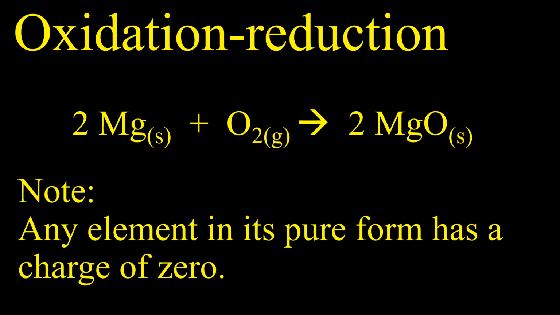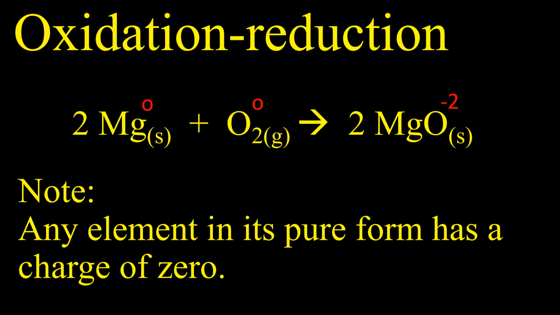It's in its pure elemental form. Note this: any element in its pure form has a charge of 0. So this magnesium has a charge of 0. Magnesium is supposed to be reacting with oxygen here. This is O2 gas. That's the pure elemental form of oxygen, and it also has a charge of 0.